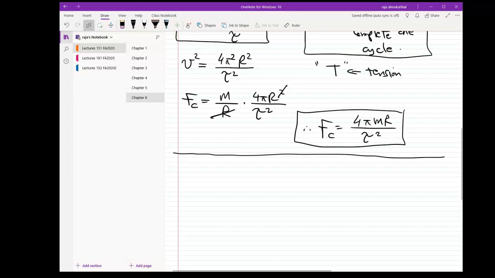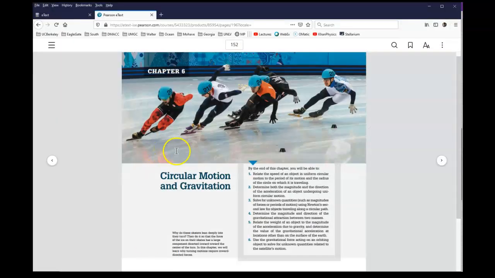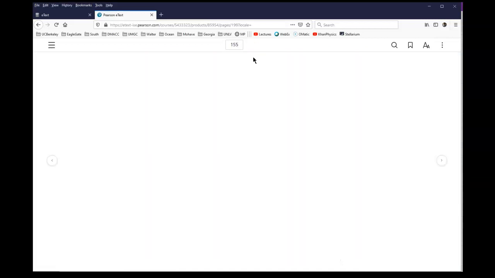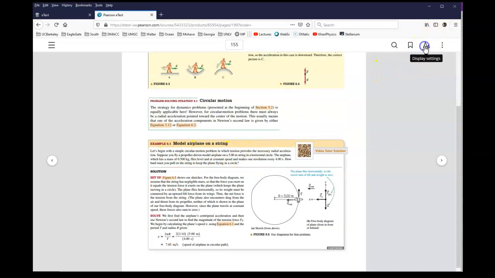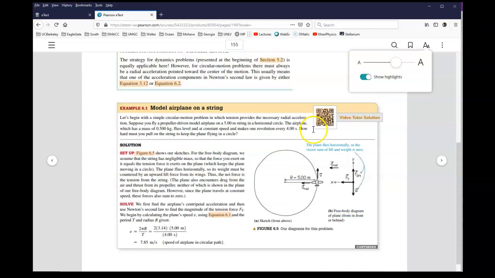Let me show it to you, on page 155. Right here, let me make it bigger. There we go. I hope it's big enough for you. Okay, I'll start from here. It says, suppose you fly a propeller-driven model airplane. All right, so I'm going to fly an airplane right here.